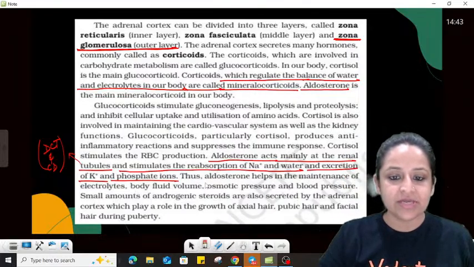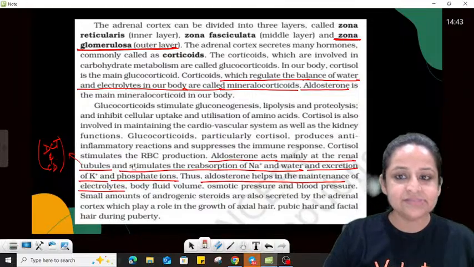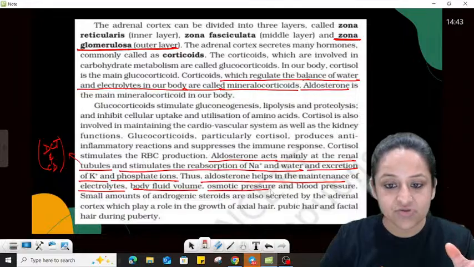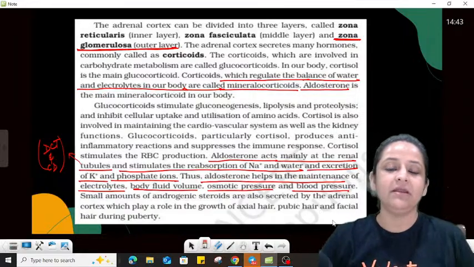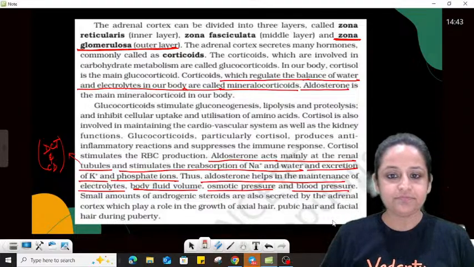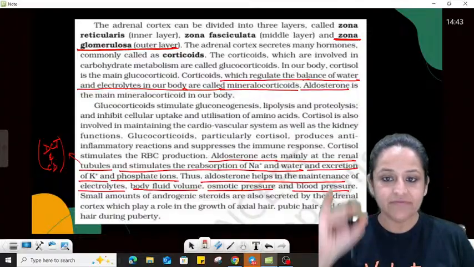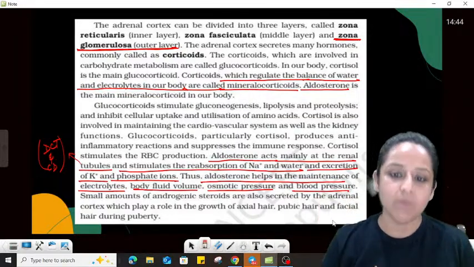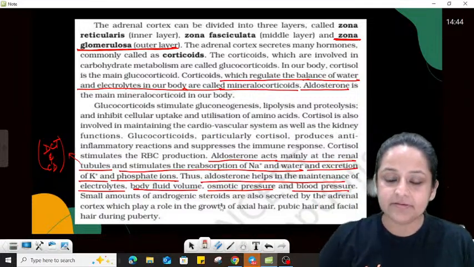So this is how aldosterone is maintaining the right electrolyte balance, the body fluid volume, the osmotic pressure, and the blood pressure of the body. All these things are maintained by aldosterone. That is the reason the name is mineralocorticoids. That means it is going to balance the amount of minerals in the body.